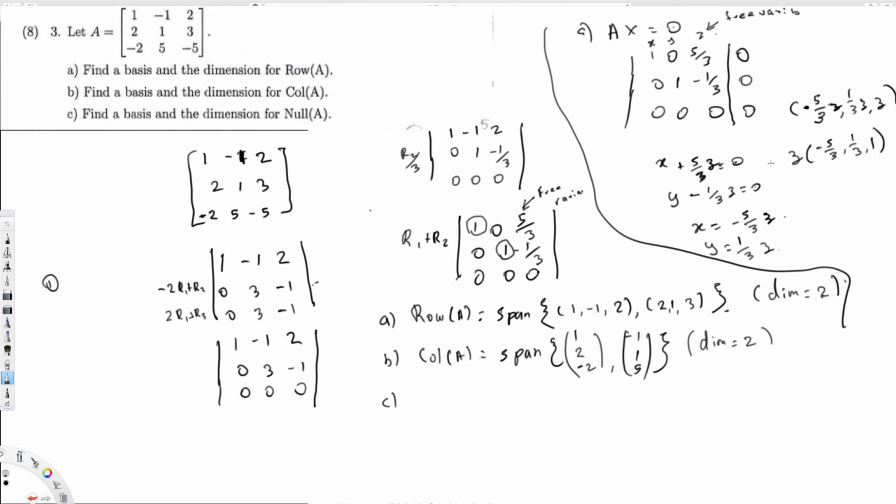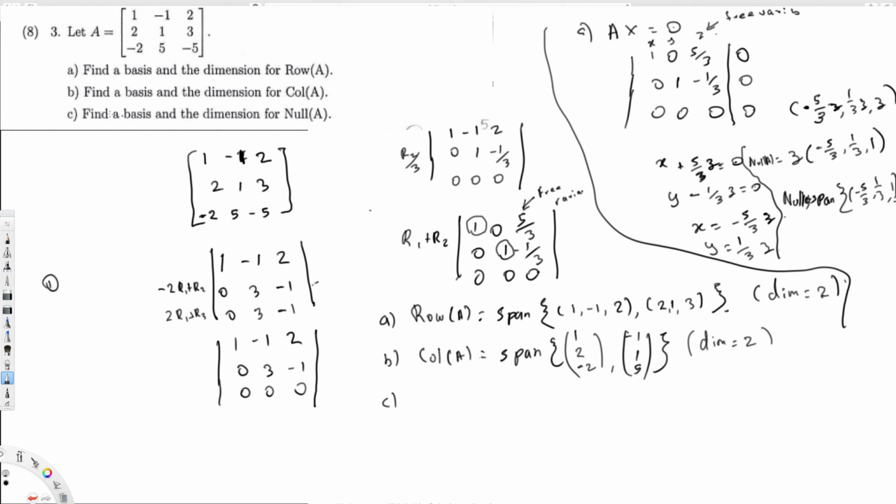In this case, you can write this as null A, but when we write null A as a span, the final answer should be in terms of span, right? So when I write the null A span, we have to eliminate this z, because z can be any real number, so we shouldn't include that when we write the span. Span should be the basic format. So in this case, null A span is going to be equal to minus 5 over 3, 1 over 3, 1. So this is my final answer.